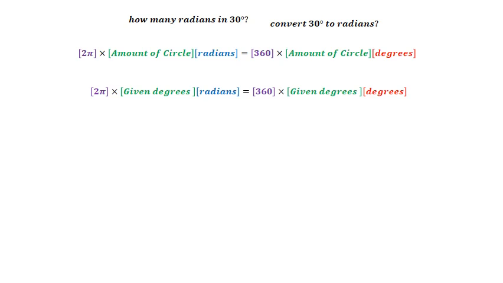Second example, how many radians in 30 degrees? Or convert 30 degrees to radians. These are both the same question. Here is our almighty statement. The amount of circle is given in degrees. The right part has the number of degrees and also has the unit of degrees. The left part has the number of degrees, but the unit of radians. As Isaac Newton would say, samesies, not samesies.